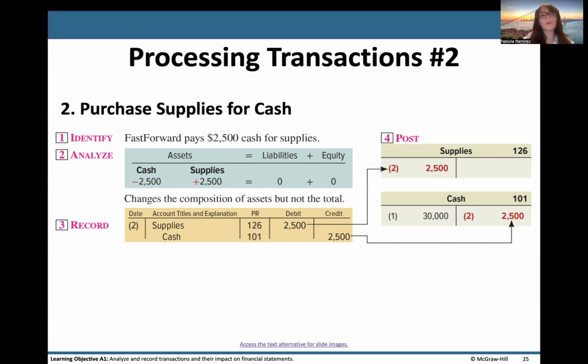Step 3 would be to record the actual journal entry. You debit supplies because you just received supplies in the transaction. So your supplies account goes up. You have more supplies on hand. You do so with a debit, and we know the amount is $2,500. You record that here. Next, you paid cash for the supplies. So you had a decrease in cash. And you know by now that a decrease in cash is recorded with a credit. So now step 4 would be to post the transaction.